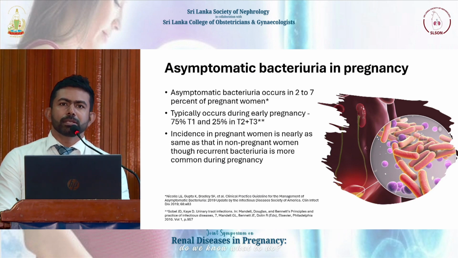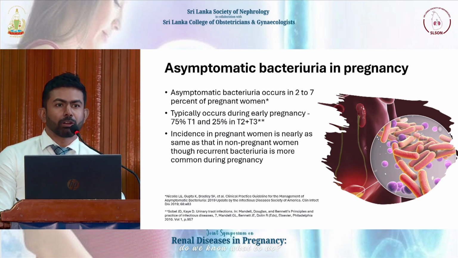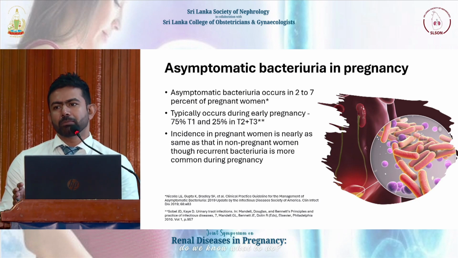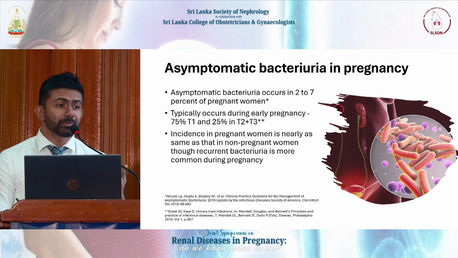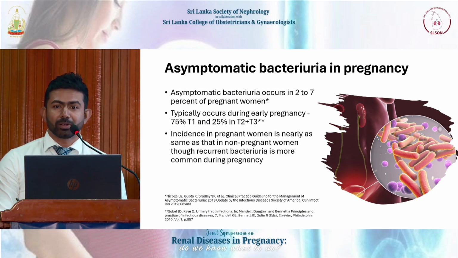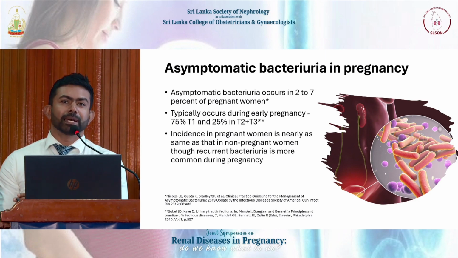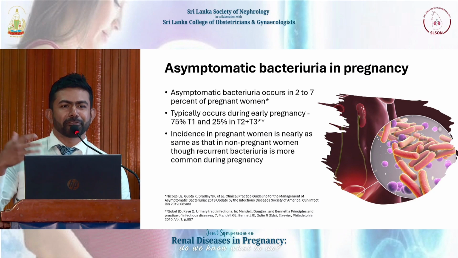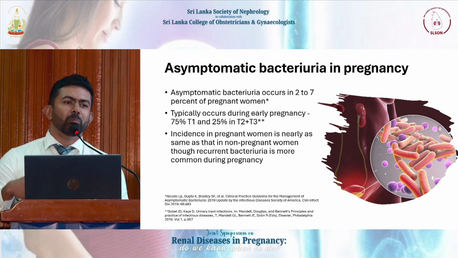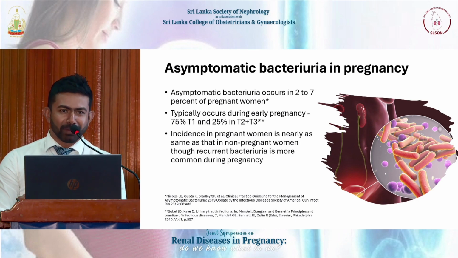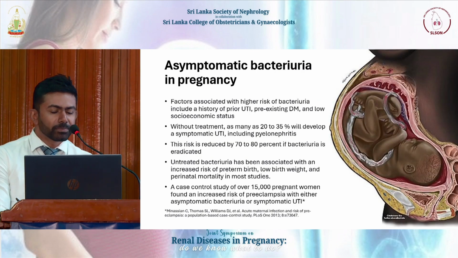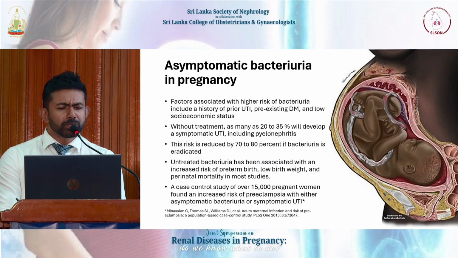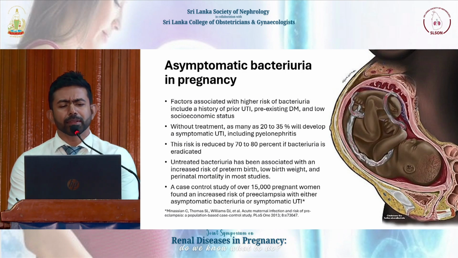Is asymptomatic bacteriuria more common in pregnant women than in healthy non-pregnant women? Not really. The incidence is more or less similar in non-pregnant and pregnant women. But the problem is you can get recurrent asymptomatic bacteriuria in pregnant women, which is going to be a problem. Also, compared to non-pregnant women, the problems you can get from asymptomatic bacteriuria are greater in pregnant women, of course, because you have the mother as well as the fetus. So you can get problems to the mother as well as the fetus, which we are going to discuss in this slide. So how do you get asymptomatic bacteriuria? There are risk factors.